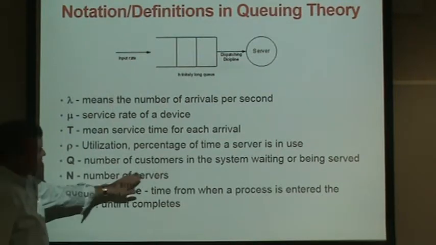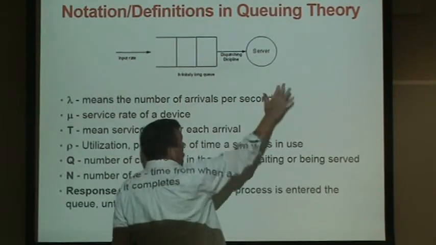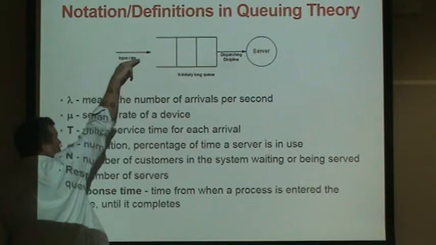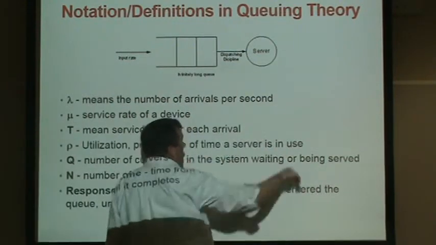And we can have the number of servers, so you could have many cashiers at a supermarket, or we could have one. And the response time is going to be how long it took from the moment you entered the system until the moment you left the system.